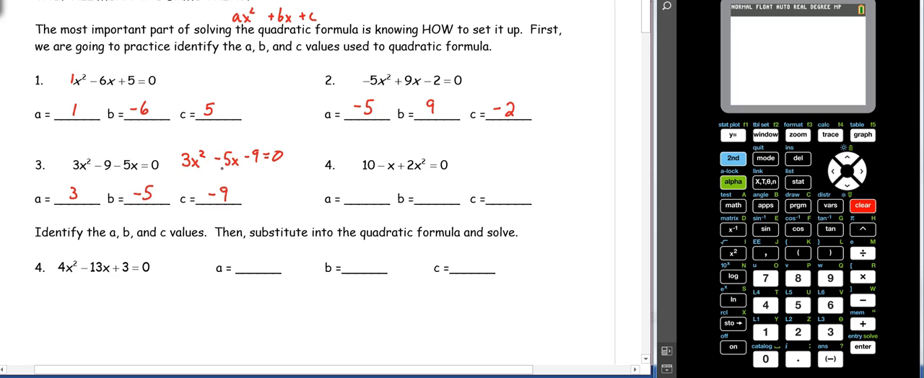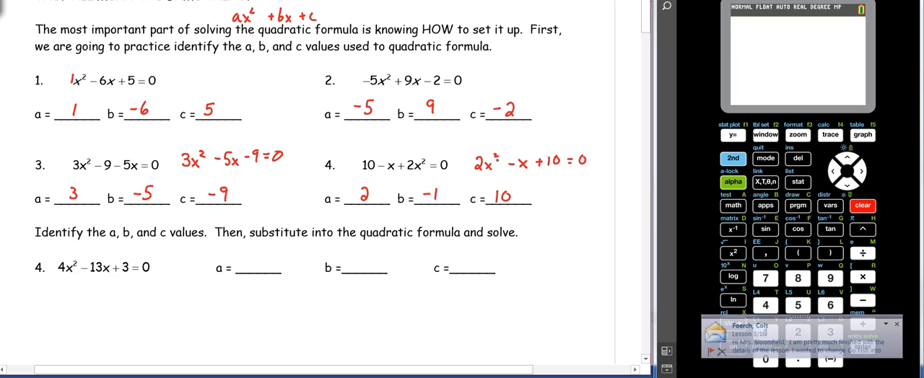Same thing with number 4, we need to switch the order. So x squared first, then our x term, then our number. So our a value is what's in front of the x squared, which is 2. The b value is what's in front of the x. If it's just a negative sign, it's really a negative 1. And the c value is the constant by itself, 10. So we're going to identify the a, b, and c values and then be able to use those.